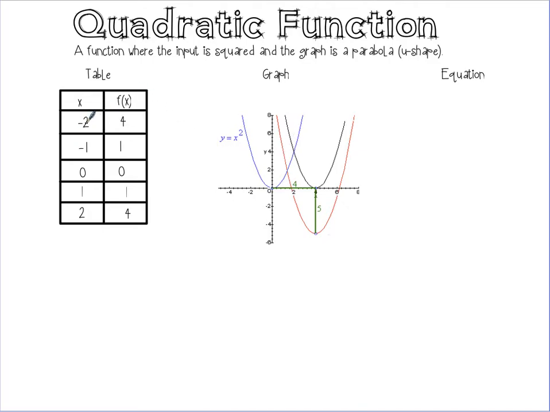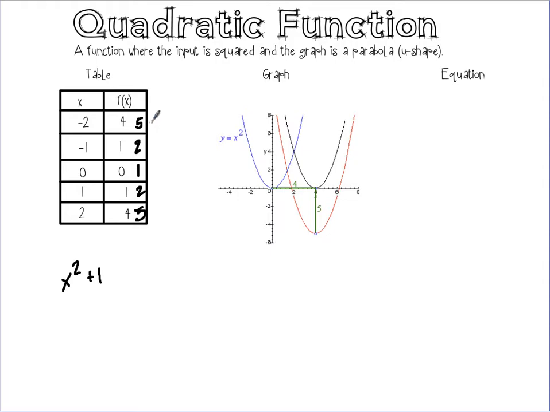Okay, if I square negative 2, I get positive 4. If I square negative 1, I get 1. If I square 0, I get 0. If I square 1, I get 1. The only thing that you have to watch for is, let's say that it was x squared plus 1. Okay, because then this would be 5, and this would be 2, and this would be 1, and this would be 2, and this would be 5.